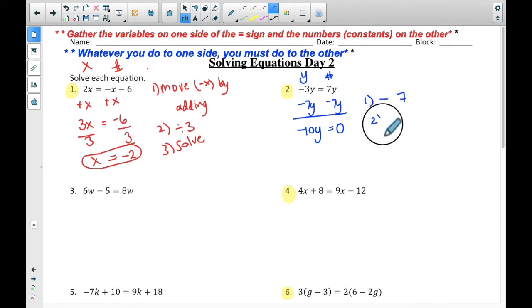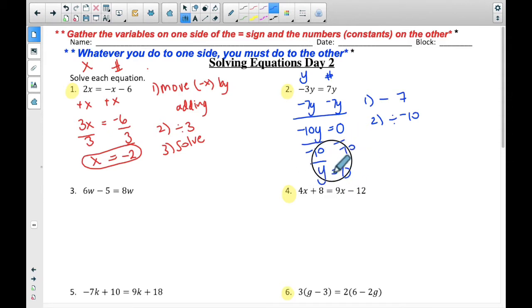Our second step is going to be to divide by negative 10. We have to get that y all by itself, so we're going to divide by negative 10 on each side. Negative 10 divided by negative 10 is 1, so we get 1y, or just y. All right, what's 0 divided by negative 10? Try your calculator. What's 0 divided by negative 10? It is 0.